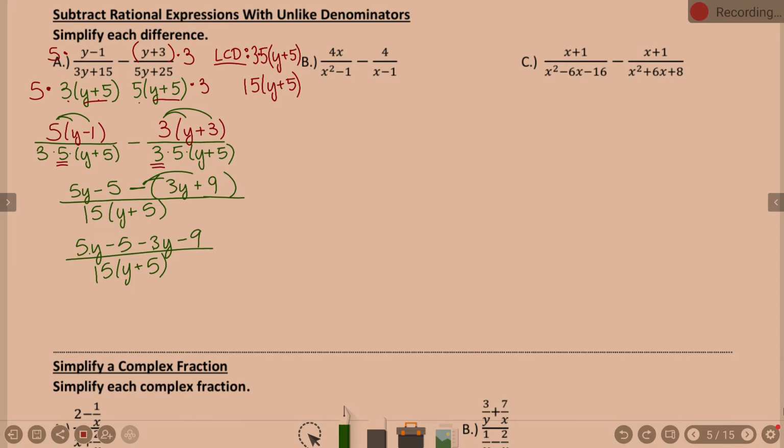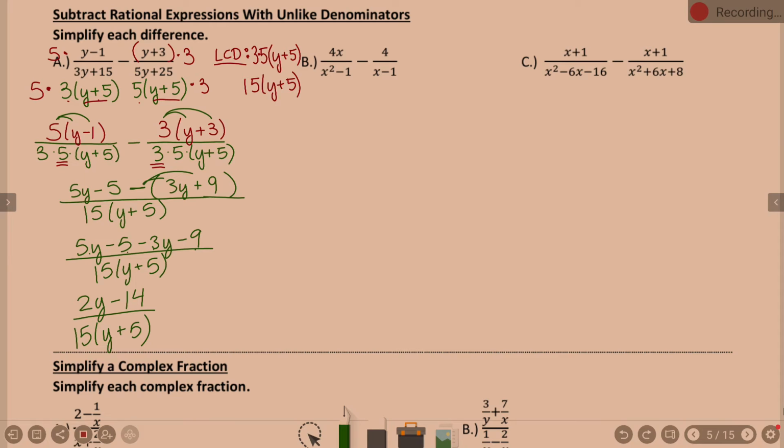5y minus 3y is 2y. Minus 5 minus 9 is minus 14 over 15 times y plus 5. Same final question as always: is anything factorable? Is anything going to cancel?